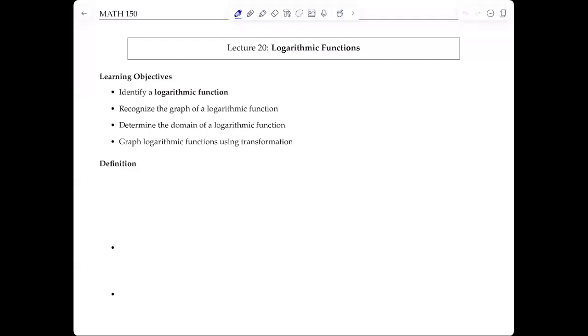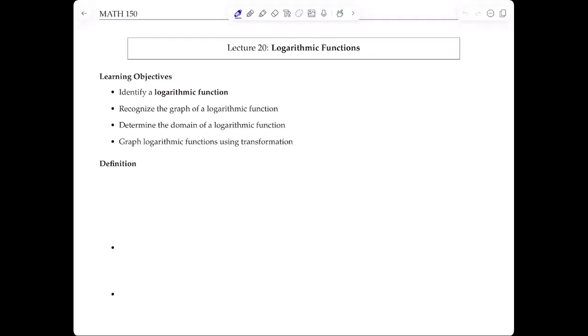Right, so today we're going to move on to lecture 20, logarithmic functions. In this lecture, we want to know how to identify logarithmic functions and recognize the graph of logarithmic functions. The difference between exponential and logarithmic functions is that for logarithmic functions, we really care about the domain. So you have to be very careful when you deal with them. And then we will graph the logarithmic function using transformations.